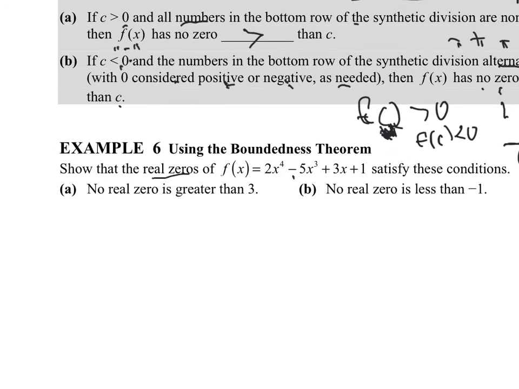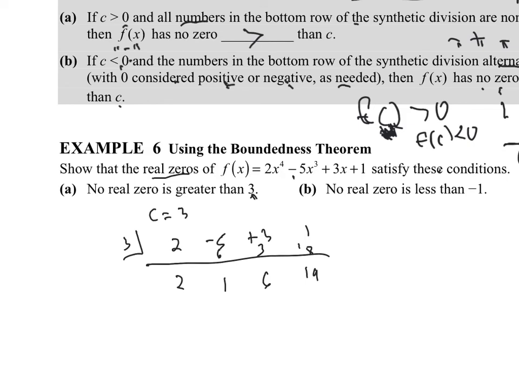Show that the real zeros of this satisfy these conditions. No real zero greater than 3. So let's go ahead, use c is equal to 3. Let's use synthetic division. 2, negative 5, plus 3, plus 1. Let's see what happens. I'll bring down the 2. 2 times 3 is 6. That number goes here. We add it, that's a 1. That's a 3, that goes here. We add it, that's a 6. That's an 18. Add it up, 19. So I know f of 3 is 19.